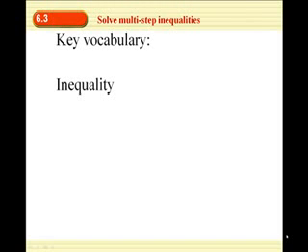Okay, Algebra 1, 6-3, solving multi-step inequalities, and we don't have much vocabulary here. It's kind of the same. We're going to combine the things that we've been doing. This is page 369.